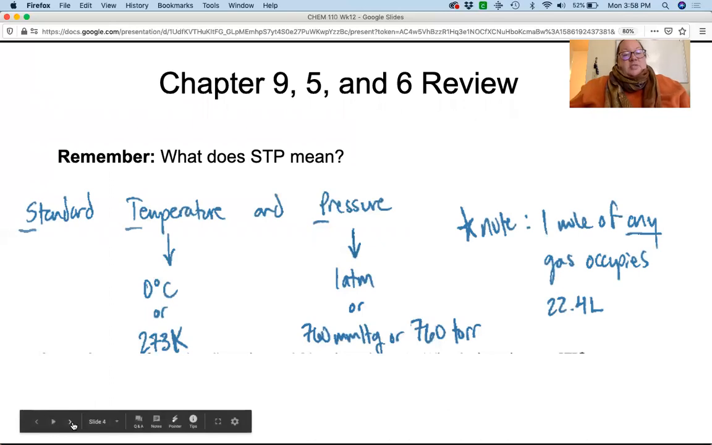So the S stands for standard, the T stands for temperature, and the P stands for pressure. So temperature is going to be 0 degrees Celsius or 273 Kelvin. Pressure is 1 atmosphere or 760 millimeters of mercury or 760 torr. Of note, one of the other conversion factors that we use is that 1 mole of any gas occupies 22.4 liters.